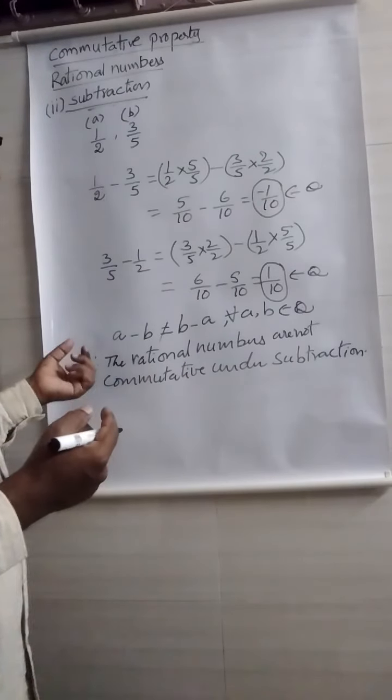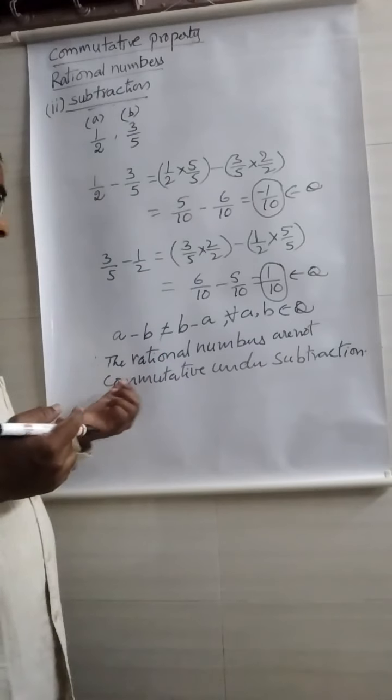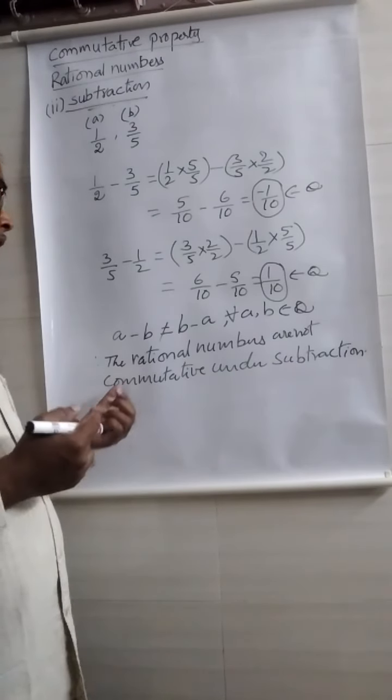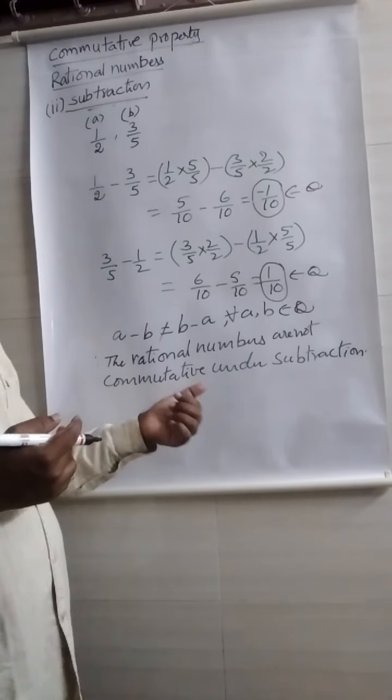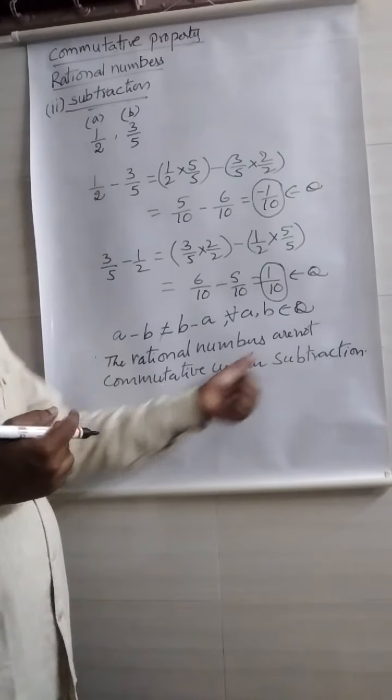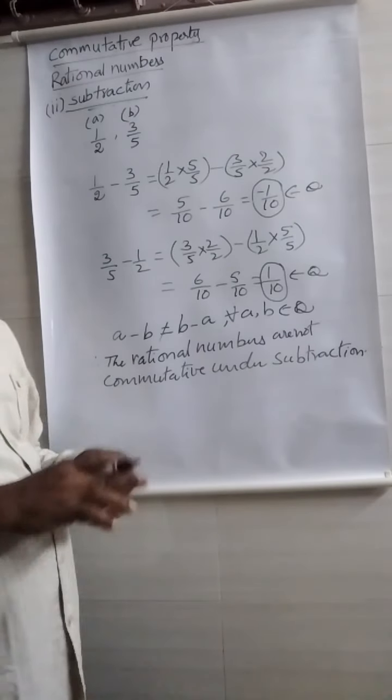So I can write here the rational numbers are not commutative under subtraction. What I wrote in the previous one: the rational numbers are commutative under addition, but here they are not commutative under subtraction. Okay.